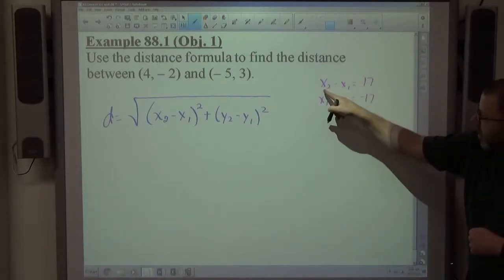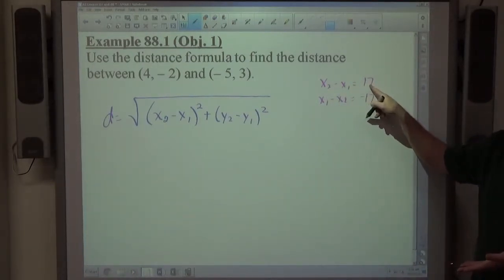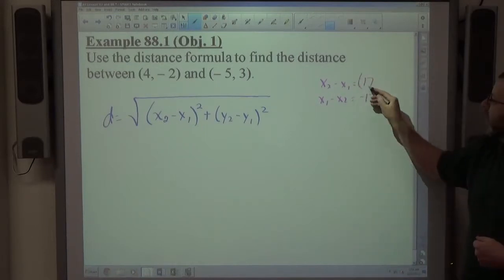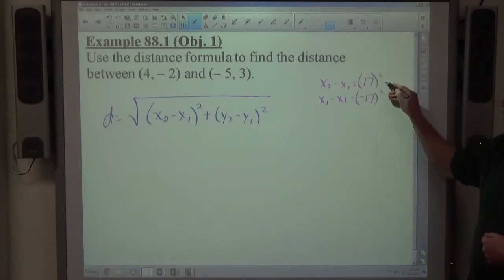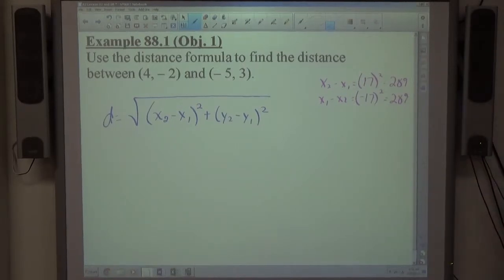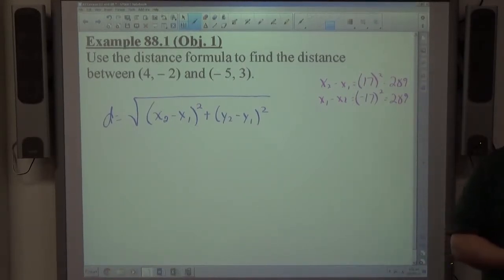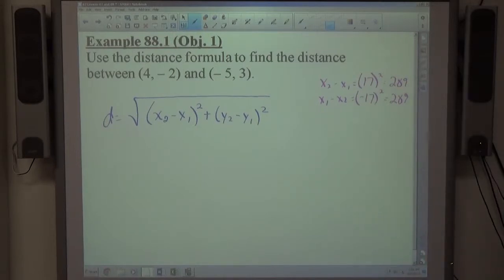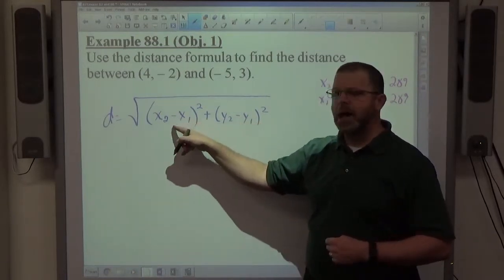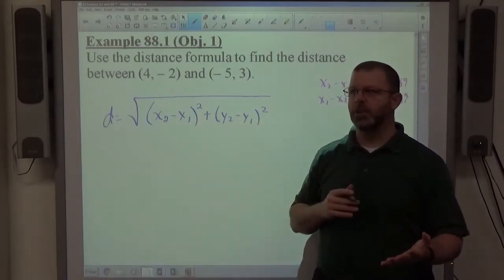Ignore these points. Just pay attention to this. So x sub 2 minus x sub 1 happens to equal a positive 17. If I swap the order, it's going to be a negative 17. What am I supposed to do to that x sub 2 minus x sub 1? Square. So if I square it, what's 17 squared? Positive 289. What's negative 17 squared? Positive 289. Same deal here with the distance formula. The order of these things doesn't matter as much as it seems it would, because you're squaring these differences. Whether it's a positive result or a negative result, the square is going to be positive.